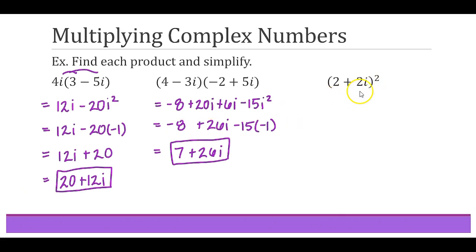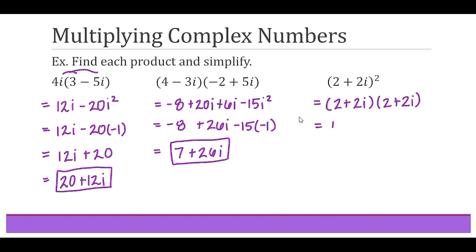And finally, this last one, we're multiplying again. We have 2 plus 2i as a quantity squared. And I just want to remind us one more time that the exponent does not distribute over addition or subtraction. So what we have to do here is remember that this is 2 plus 2i times 2 plus 2i. So just like the last problem, I have to distribute or FOIL it out.